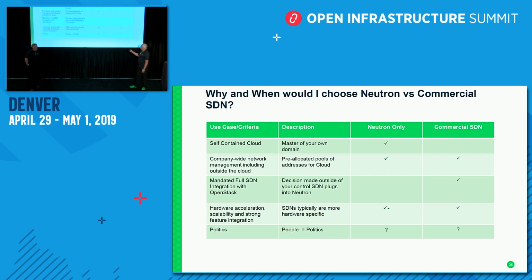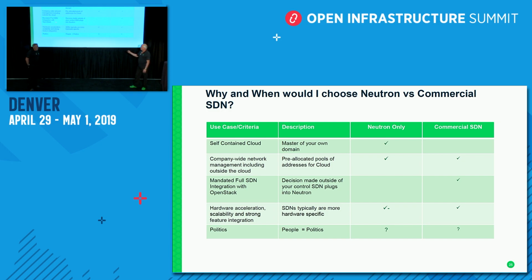Then the next one is a choice where you may have a common network, but they segment out part of the network and give you some fixed addresses to run OpenStack, and then the rest of the network they're doing other things with. So you have the choice of using Neutron only in that circumstance, or for a variety of reasons, you may use a commercial SDN. So that's one of the decision points.